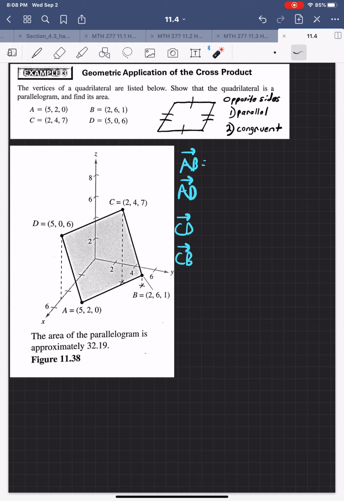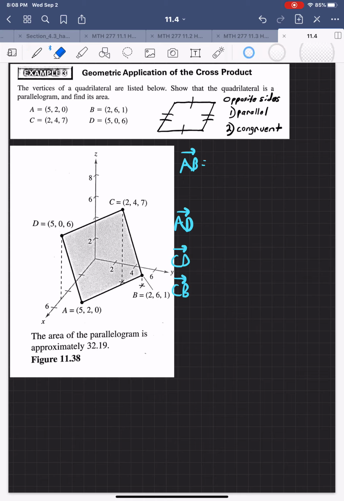Okay, so let me just take my time with the first one, and that way you know how I'm going to continue from here. So if I want to form the vector A to B, as you recall, we can do that by simply putting it in component form. So it's going to look like this. I'm going to take my time with this first one, and then I'm just going to give you the answers to the next ones.